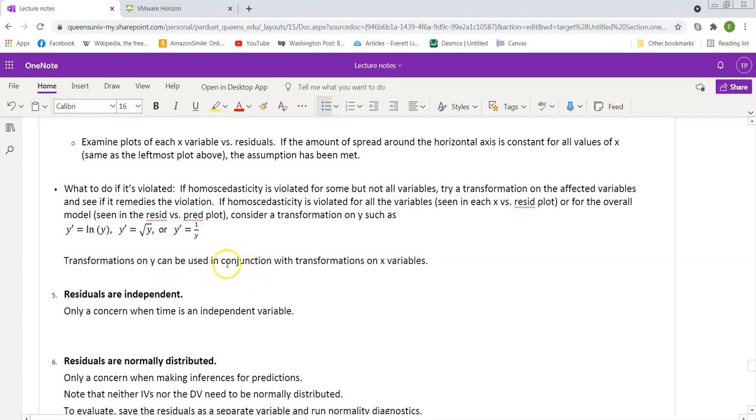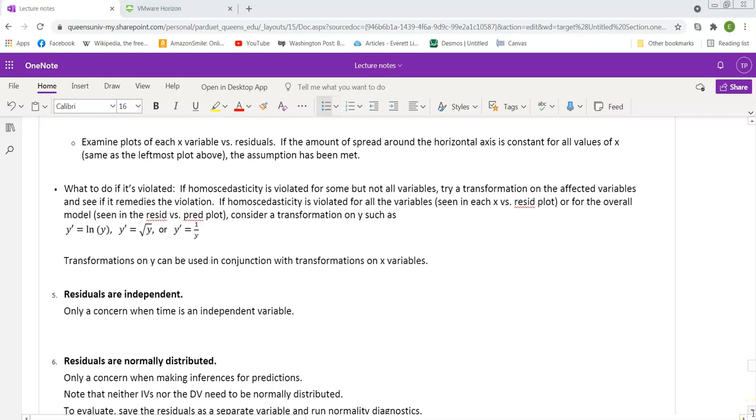And I put in here that transformations can be used, so transformations on y can be used with transformations on x variables. So you can have in the same model a y that's been transformed and x's that have been transformed. So you can see all of the different permutations you could have, even if you just have 5 variables. Each one of those could have a transform. Each one of those could be in or out of the model. So there's a whole lot of options here for what to do.